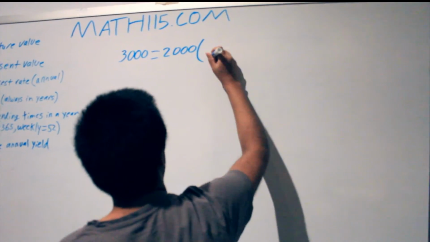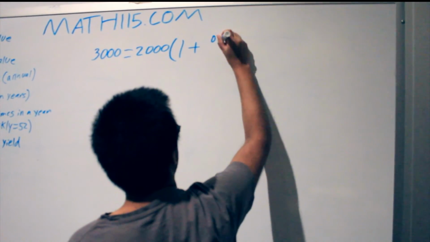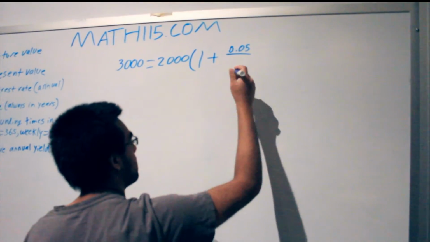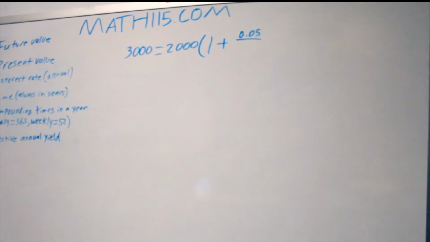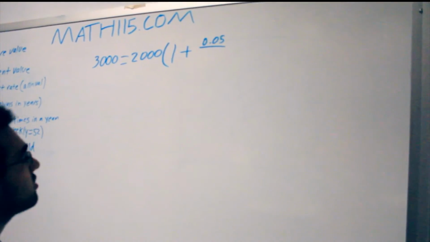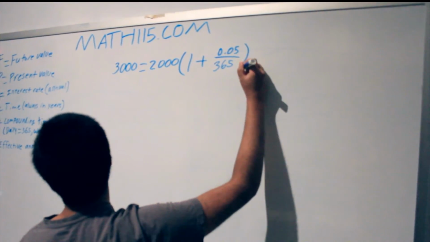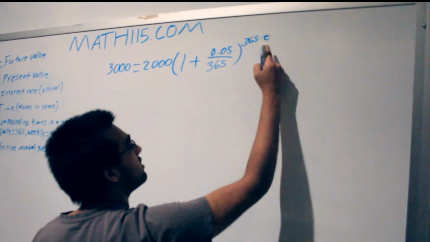Then we continue with the formula, parentheses 1 plus R. We said our interest rate was 5%, so you have to convert that to a decimal, so that's 0.05. And then your N was compounded, what did they say? Compounded daily, correct. So it's going to be 365 days. Raised to, and then N again is 365 up here, times the T that we need to solve for.